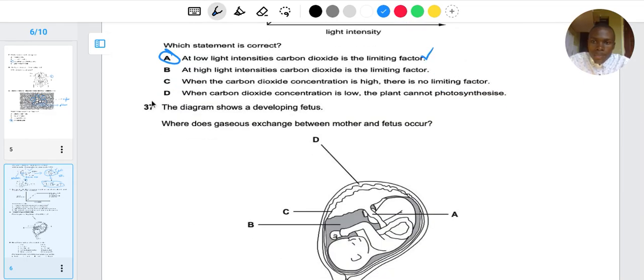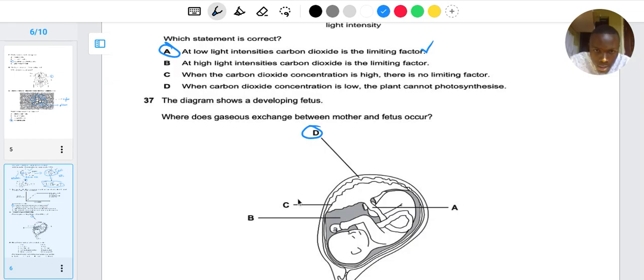Then the next question is saying the diagram shows a developing fetus. Where does gaseous exchange between mother and fetus occur? So we have this one here, which is the placenta, and this one here is the chorionic villi. Let me see. Is it this one, chorionic villi? Yeah, this one is the chorionic villi. This structure here is the placenta, and this one is the umbilical cord. But I'm not saying these are the answers. And this is the amniotic fluid.